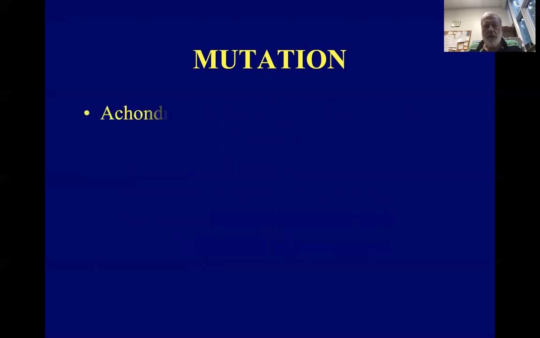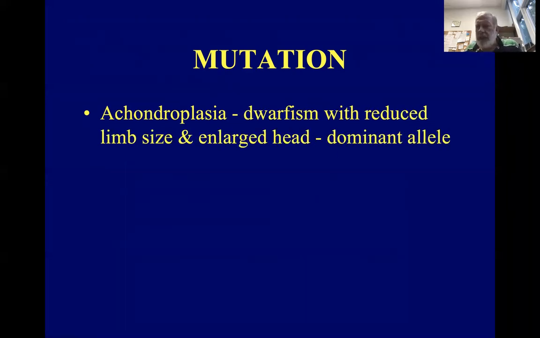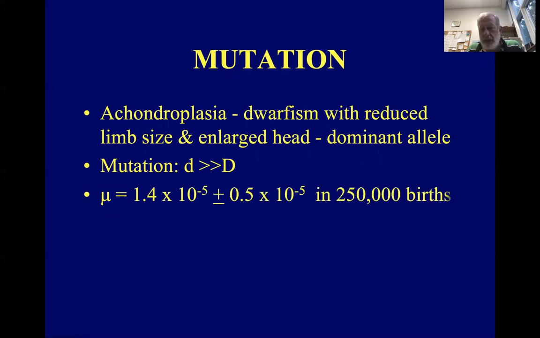And fortunately for our species, achondroplasia is a type of dwarfism where the torso is normal in size, but the head is larger than normal, and the limbs are much reduced in size, so that people have a short stature. And again, it's a dominant allele, so little d in regular people mutates to big D in achondroplastic dwarfs. And in 250,000 live births, they found the mutation rate to be 1.4 times 10 to the minus fifth, plus or minus 0.5 times 10 to the minus fifth.